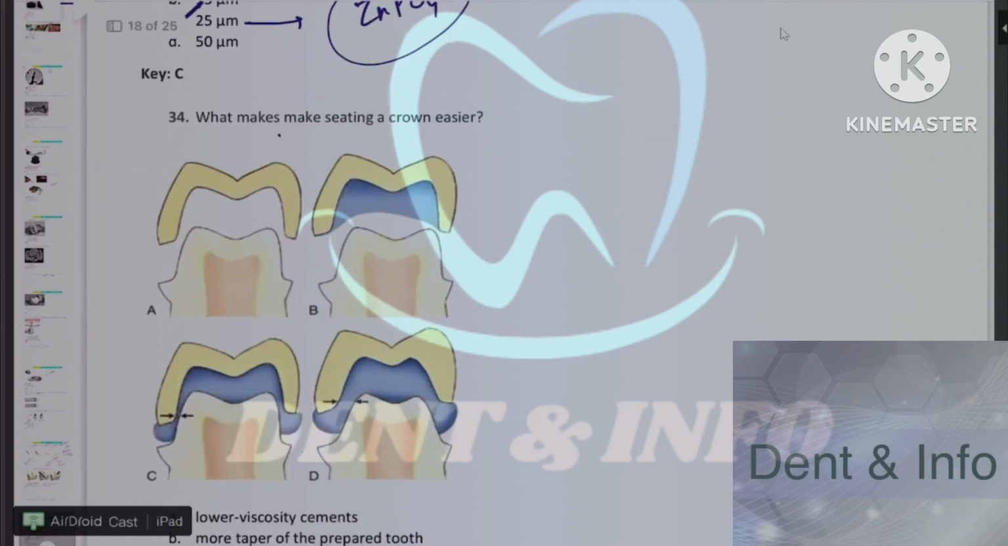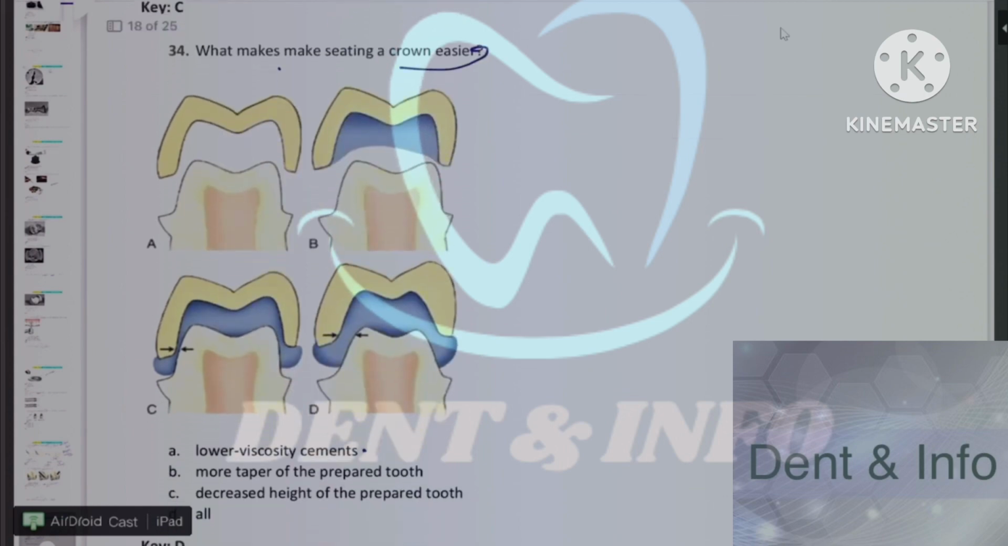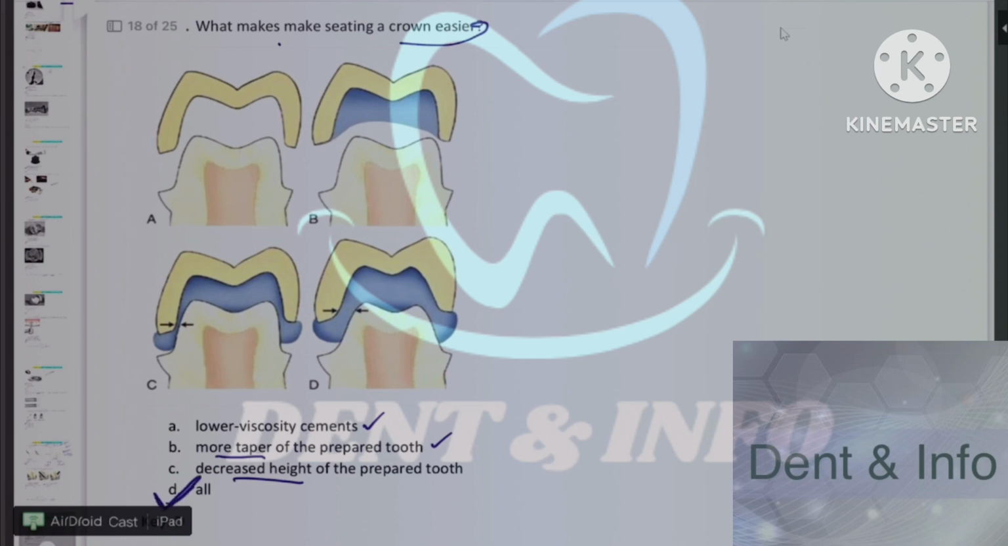What makes seating a crown easier? Low viscosity cements, more taper will enhance seating, decreased height will enhance seating. Not a very good question, but just how much you should load your cement, not more than 50%. Okay, because more cement means more flash and it will create problems.